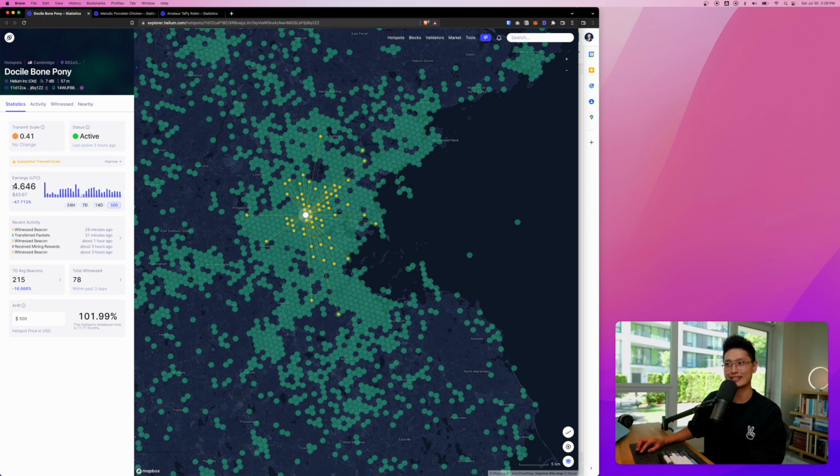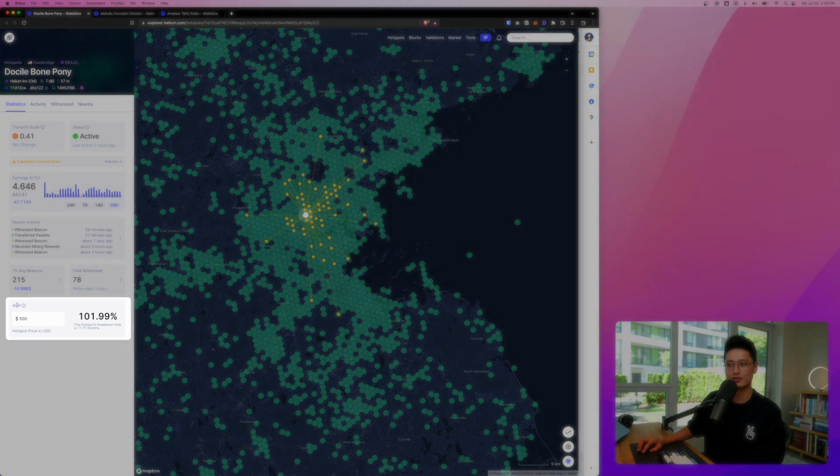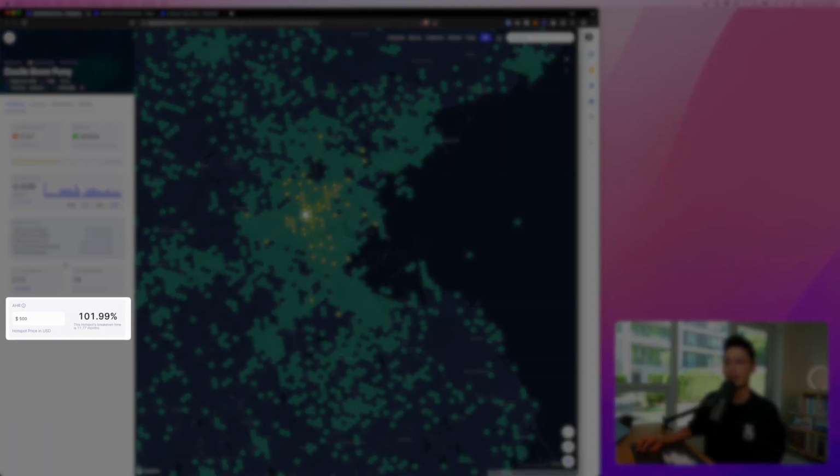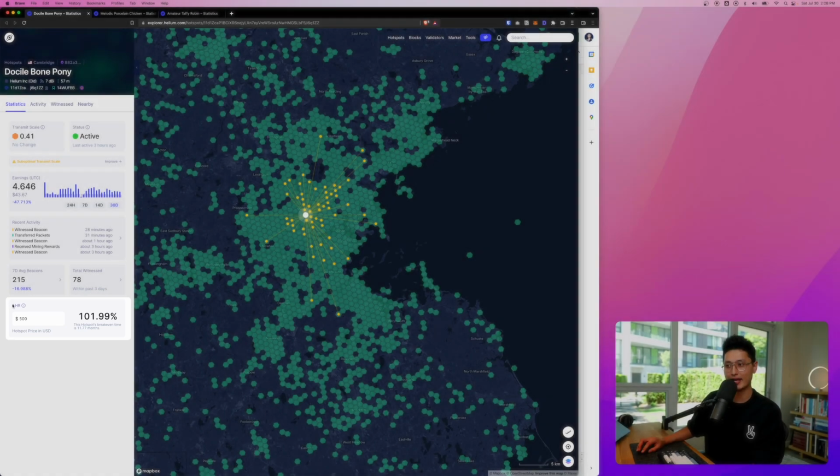Out of 30 days he's earning 4.64. So let's just punch in this number here. This is a new feature introduced by Helium. Explore here, you can see the AHR. This is basically an estimation. Let's say, remember, our miner investment is $500.